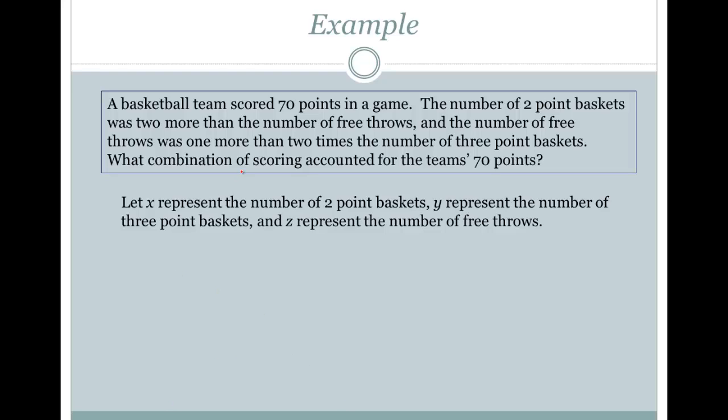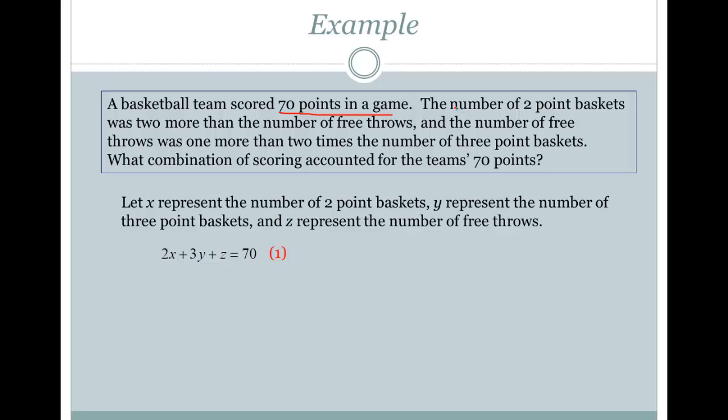We know we scored 70 points. So we can say that 2x, because I'm going to multiply 2 times the number of 2-point baskets, plus 3y, 3 times the number of 3-point baskets, plus z, because the free throw is worth 1, is equal to 70. I get that right off the first sentence. 70 points were scored in the game. That's my first equation. Okay? Now, I obviously have 2 other unknowns, so I have to find other equations that are going to relate those variables together.